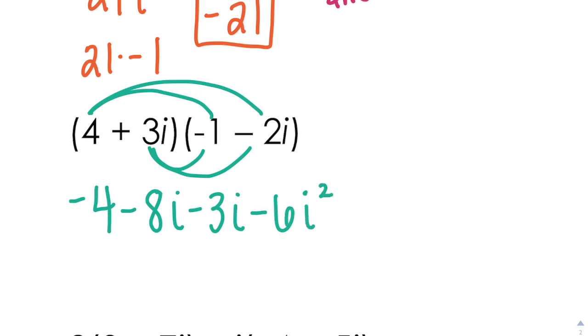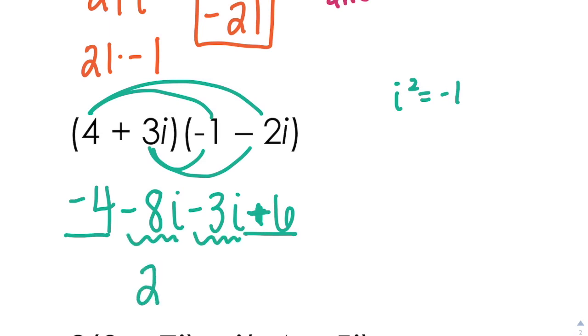All that the i squared does is change the sign for this one piece. i squared is just saying that's a negative 1, and a negative 1 means that it's not going to be minus 6 anymore. It's going to change to a positive 6, because negative 6i squared is a negative 1 that changes the sign, so it becomes positive 6. And then it goes back to just looking at like terms. So negative 4 and positive 6 makes 2. Negative 8i minus 3i makes negative 11i. And that's it.